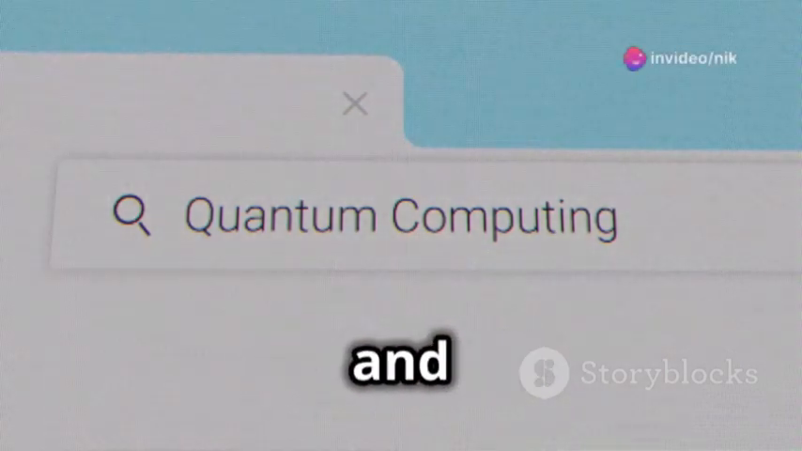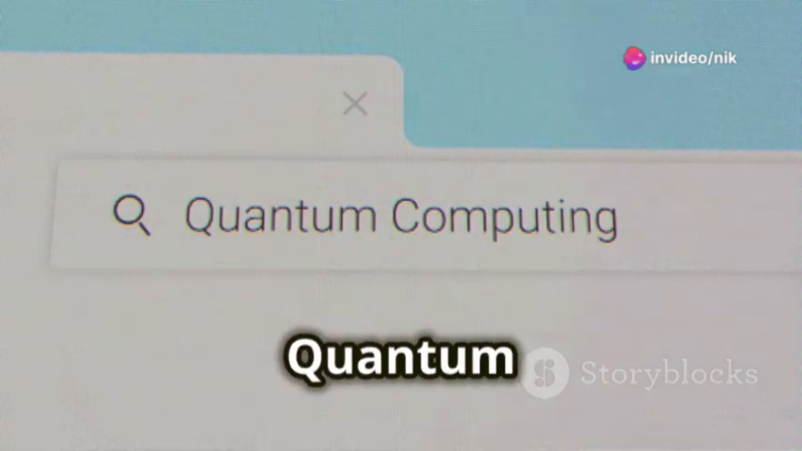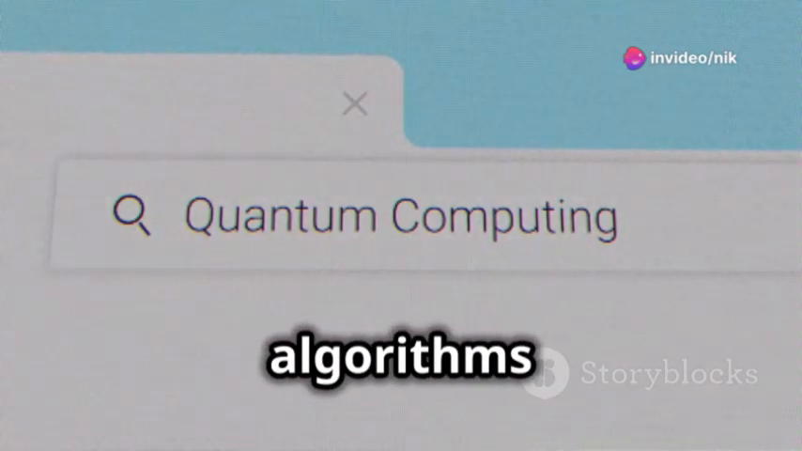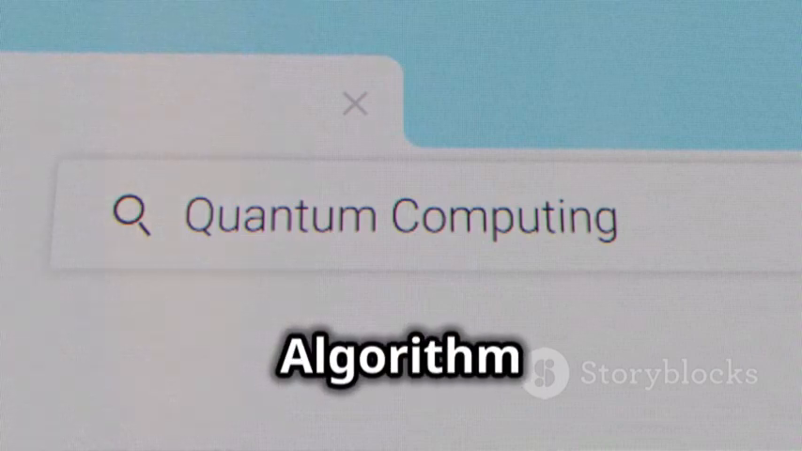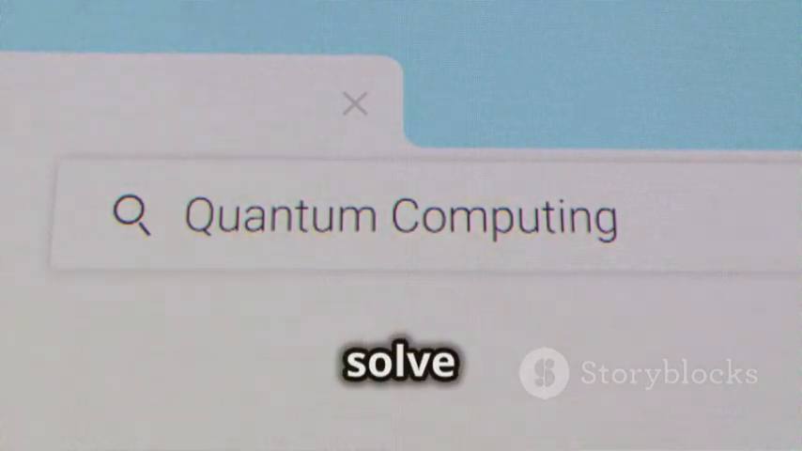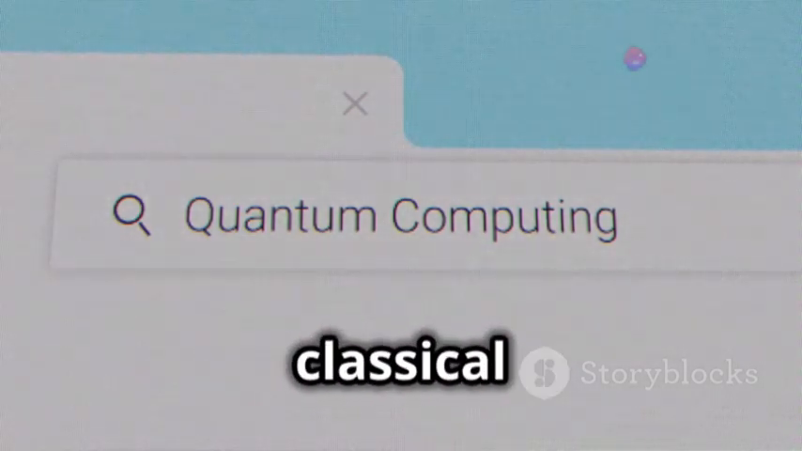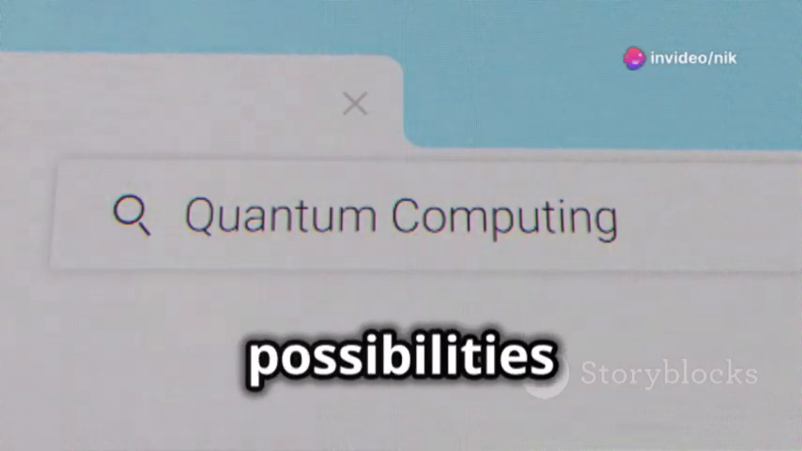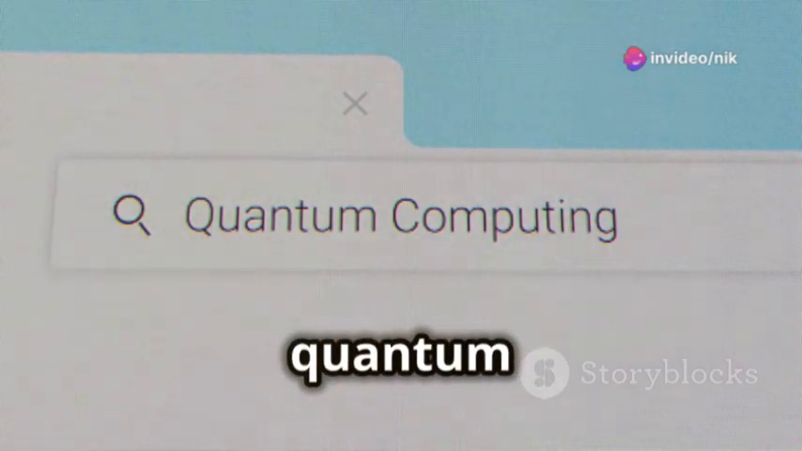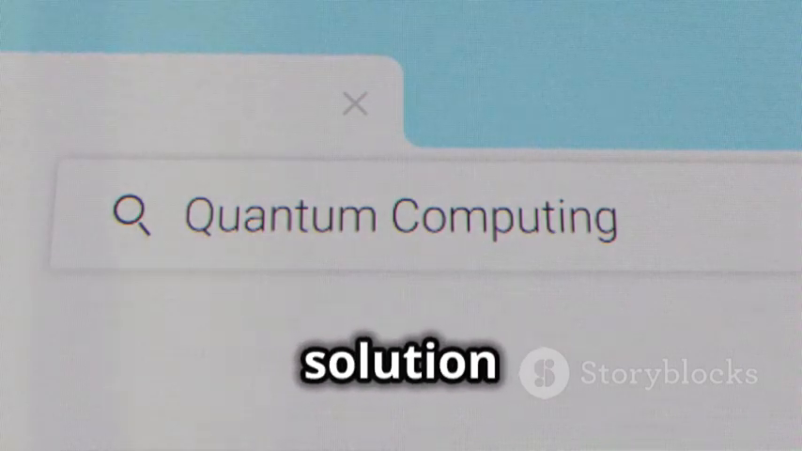Quantum algorithms and efficient problem solving. Quantum computers use algorithms such as Shor's algorithm for factoring large numbers, and Grover's algorithm for searching unsorted databases to solve problems exponentially faster than classical computers. The key to their power lies in their ability to explore multiple possibilities simultaneously through quantum parallelism and then converge on the solution much faster.